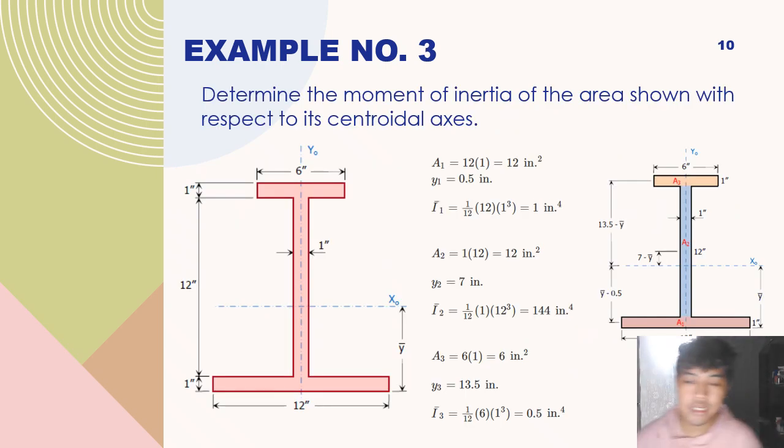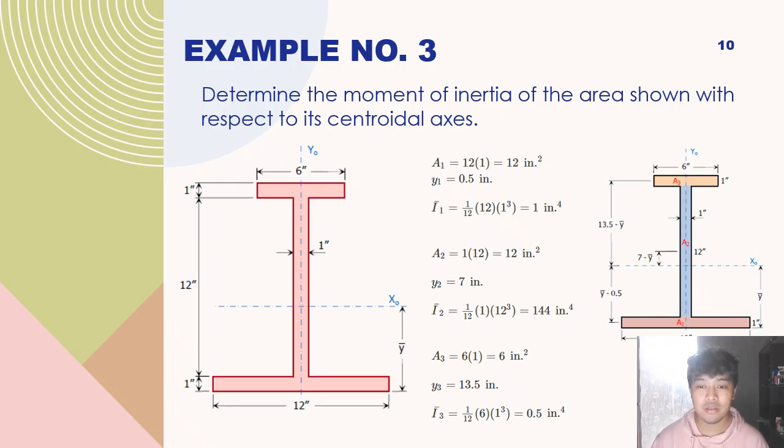Now let's continue with our example number 3. We have to determine the moment of inertia of the area shown with respect to its centroidal axis. So we have here a composite beam that is shaped like an I-beam, but the flanges at the top and the bottom are not the same size. Since they're not the same size, we are to compute the moment of inertia. Even if they're the same size, we can still compute the moment of inertia.